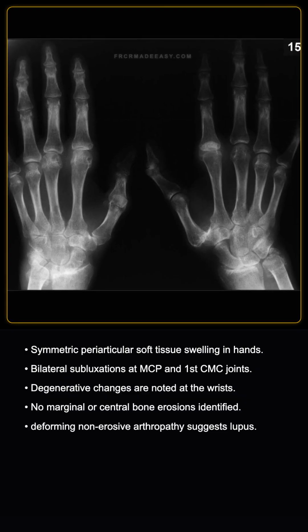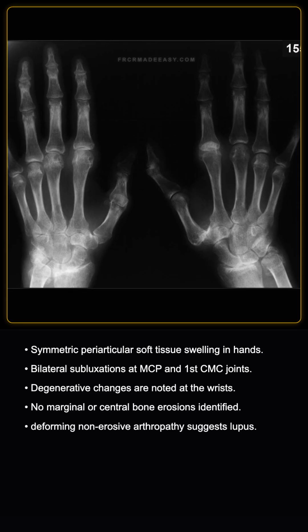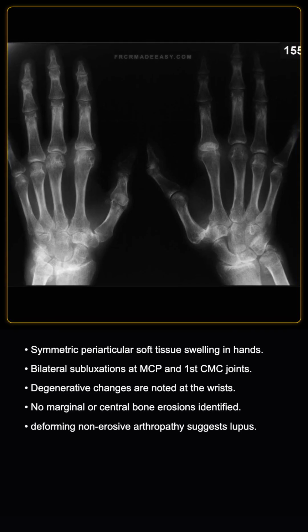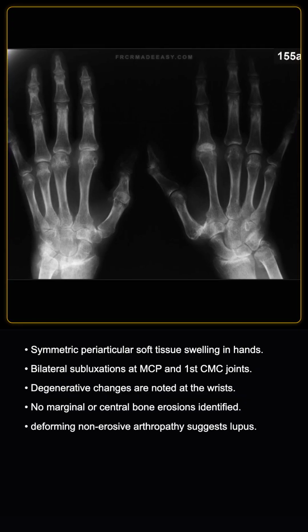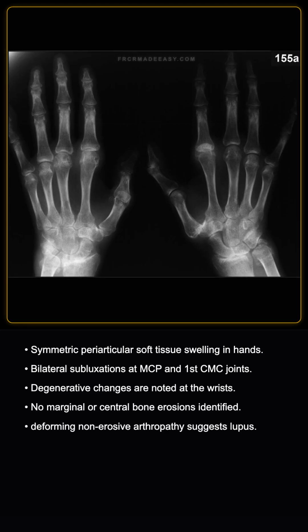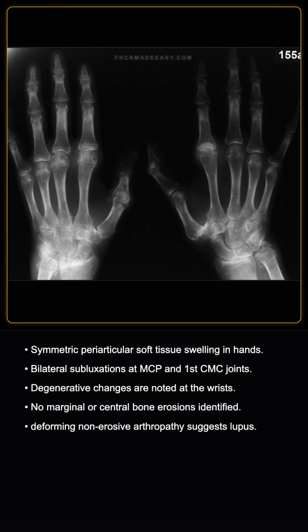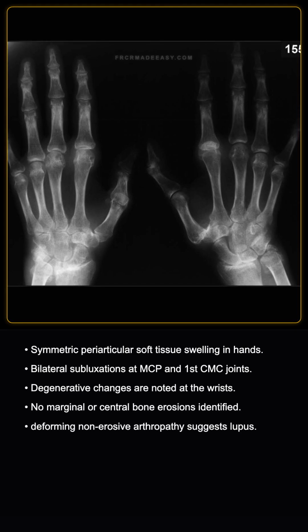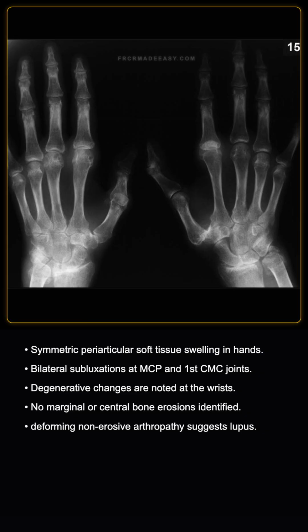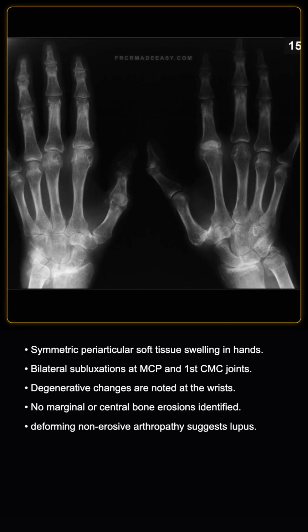The radiograph of both hands demonstrates bilateral periarticular soft tissue swelling, most pronounced at the metacarpophalangeal and proximal interphalangeal joints. There is notable subluxation of several joints, including the metacarpophalangeal joint of the index finger and the first carpometacarpal joint. Degenerative changes, including mild joint space narrowing and sclerosis, are also noted at the wrists. Crucially, there are no marginal or central bony erosions.